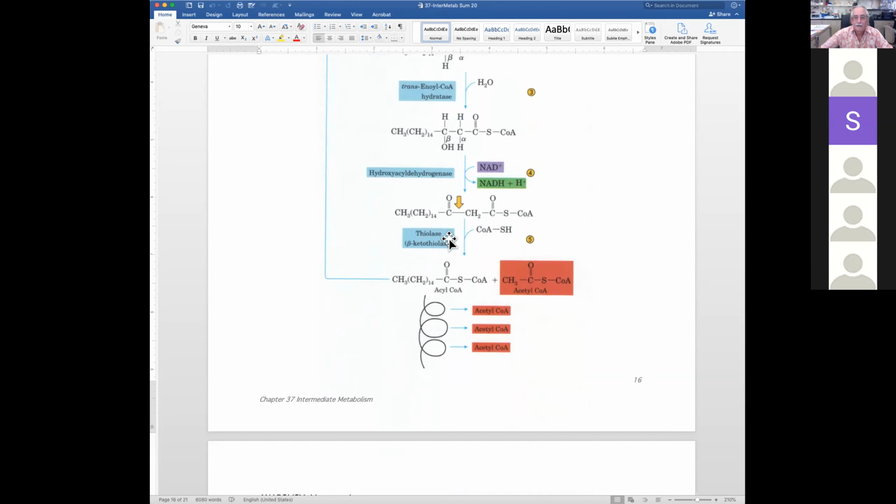And then see where that yellow arrow is, because here's the two carbons that you're going to cleave off using coenzyme A. So it comes in and just replaces this bond right here. And this is the acetyl coenzyme A that goes off and then goes into the citric acid cycle. And then you keep going until you run out of carbons.